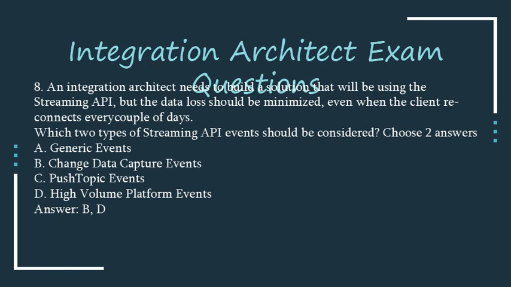8. An integration architect needs to build a solution that will be using the streaming API, but the data loss should be minimized, even when the client reconnects every couple of days. Which 2 types of streaming API events should be considered? Choose 2 answers. A. Generic events. B. Change data capture events. C. Push topic events. D. High volume platform events. Answer: B, D.